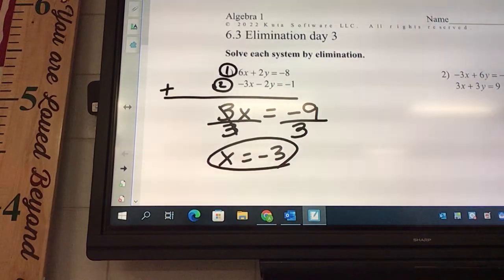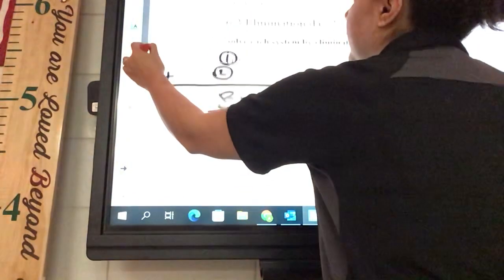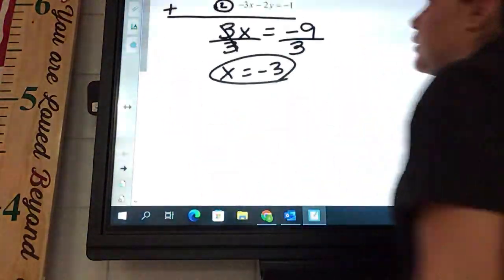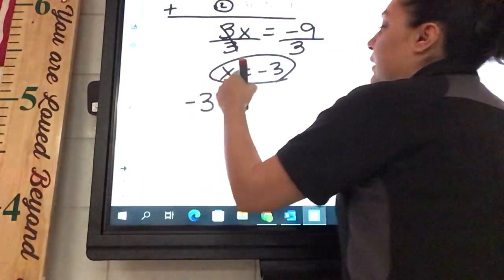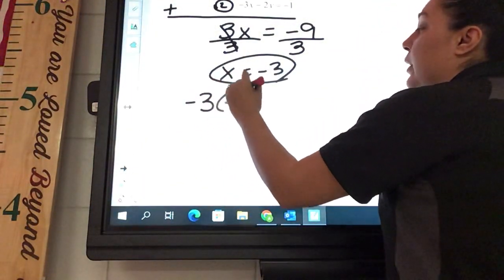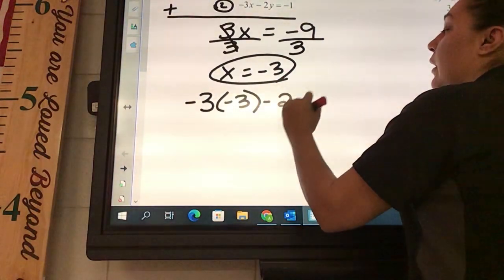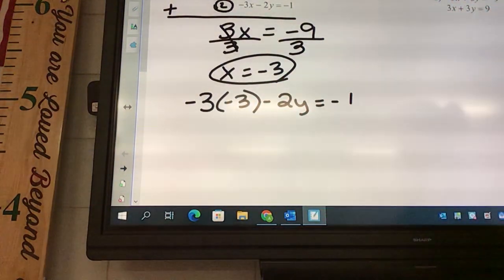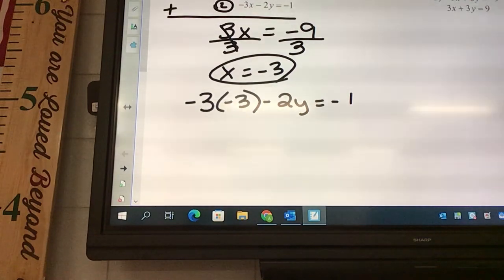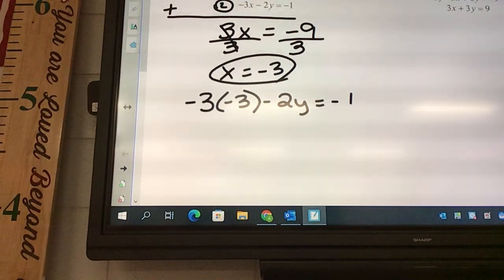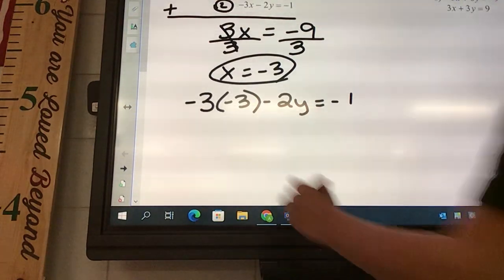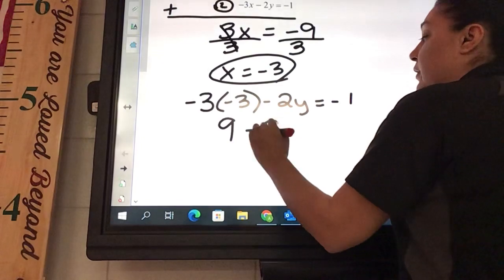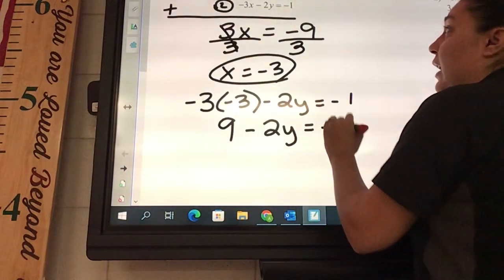Okay, now we can plug that back into one of the equations. Which one do you want to use? The bottom. Okay, so we got negative 3, and instead of x, we're writing negative 3 minus 2y equals negative 1. Okay, what is negative 3 times negative 3? Positive 9 minus 2y equals negative 1.